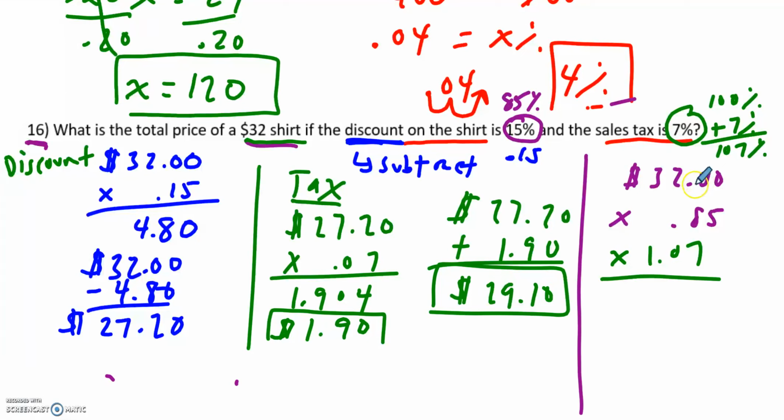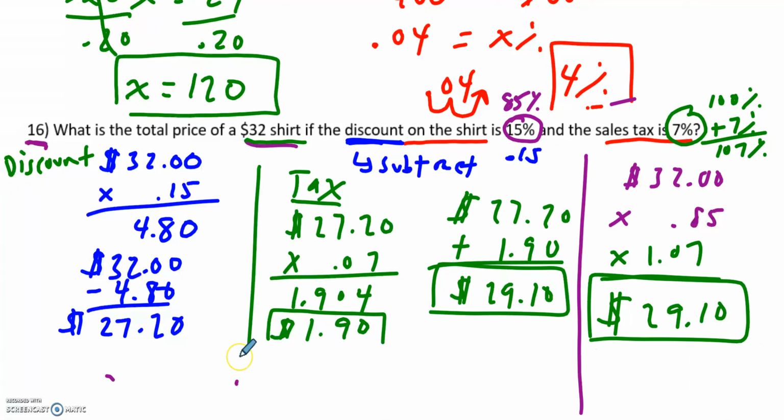You have $32 times 0.85 times 1.07, excuse me, you would get the exact same answer of $29.10. So whichever way you prefer. I started with this one because this is how we started back in the first unit. But for those that are ready for it, I think this is a faster way if you're interested.